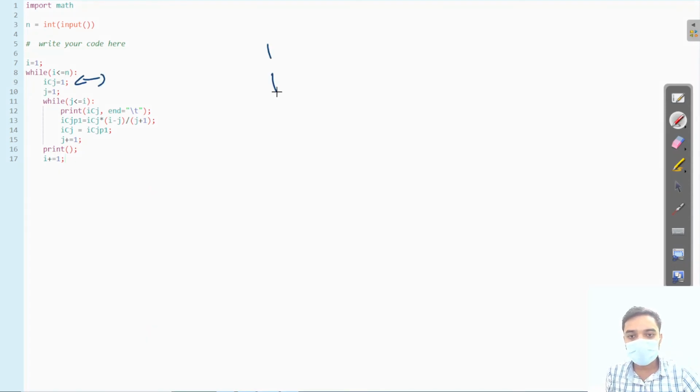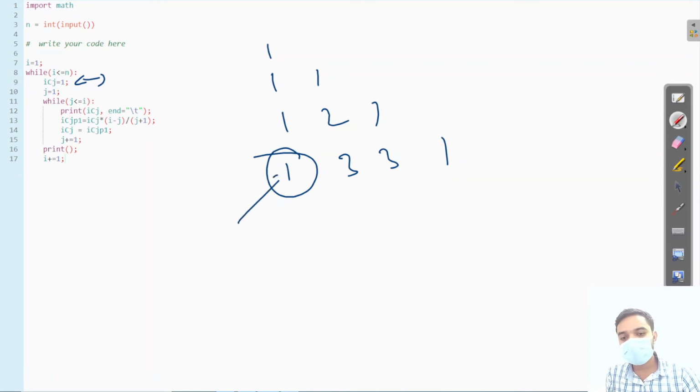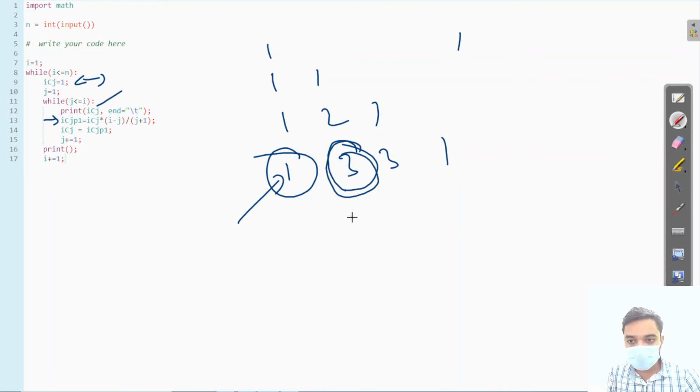Initially I have calculated it's 1 1. Just wait for a while. 1 3 3 1 it is. Firstly I have stored my iCj somewhere, iCj equals to 1. I have initialized my iCj equals to 1 with the first. Initially I printed my iCj, it was 1. Then with the use of iCj, I calculated iCj plus 1, and I just updated my iCj's value as iCj plus 1. Now my iCj is this.